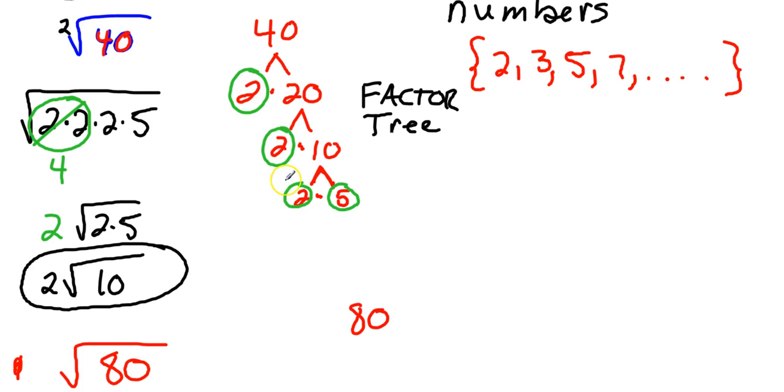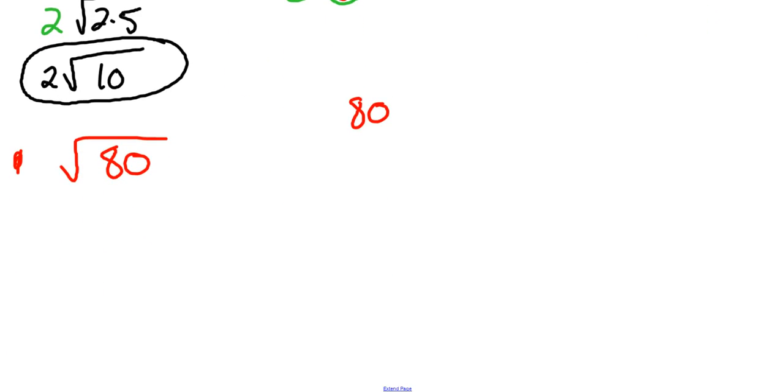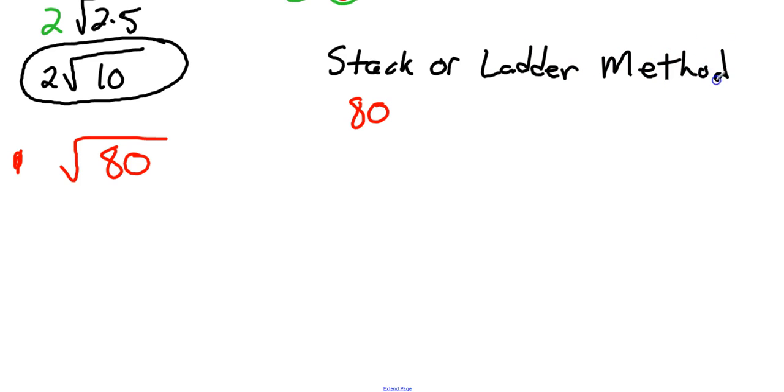As long as you stick with the small numbers first, it kind of works its way out, but here's kind of a different way of looking at it. It's the same thing, but just a different way of doing it. This is the stack or the ladder method. You almost go back and make a ladder.